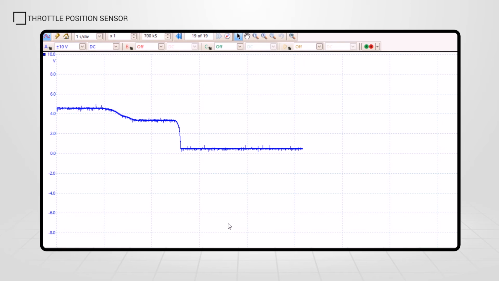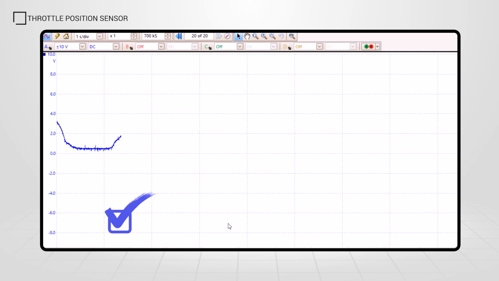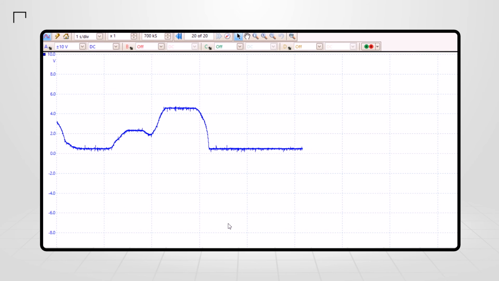I'll set the scope time base to 1 second intervals and a voltage scale at a maximum of 10 volts DC. With the ignition on, slowly depress the pedal and watch the display. This is a good trace. We can see the voltage increase and decrease without any abnormalities.